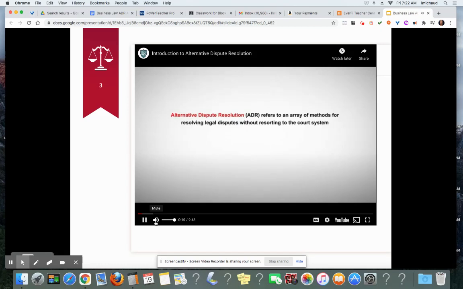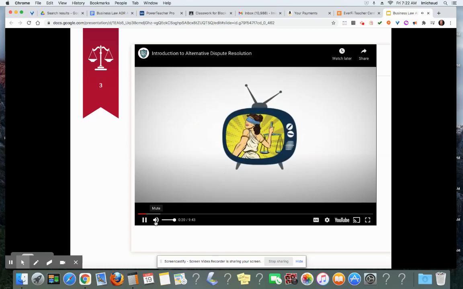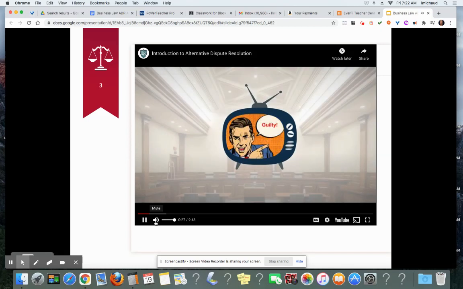Alternative dispute resolution refers to an array of methods for resolving legal disputes without resorting to the court system. ADR plays a pivotal role in the American legal process, but is often overshadowed by Hollywood's glamorous portrayal of jury trials. One might imagine that all legal disputes are battled out in large courtrooms filled with jurors and spectators.